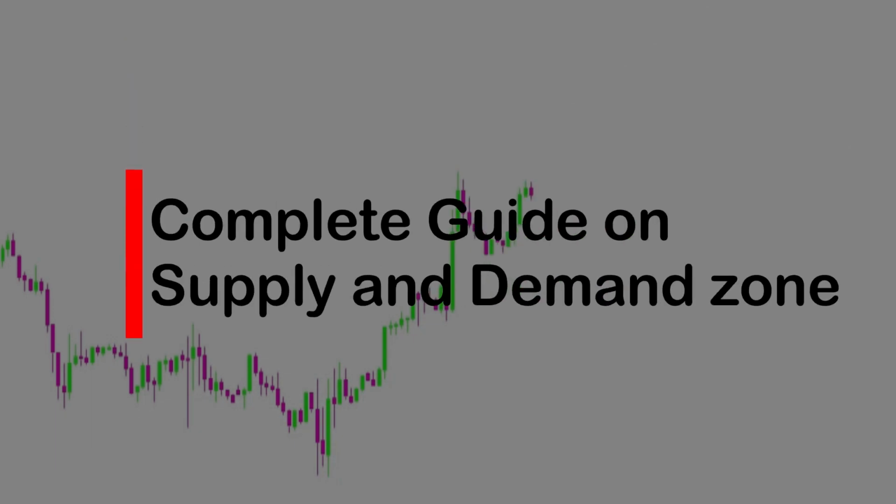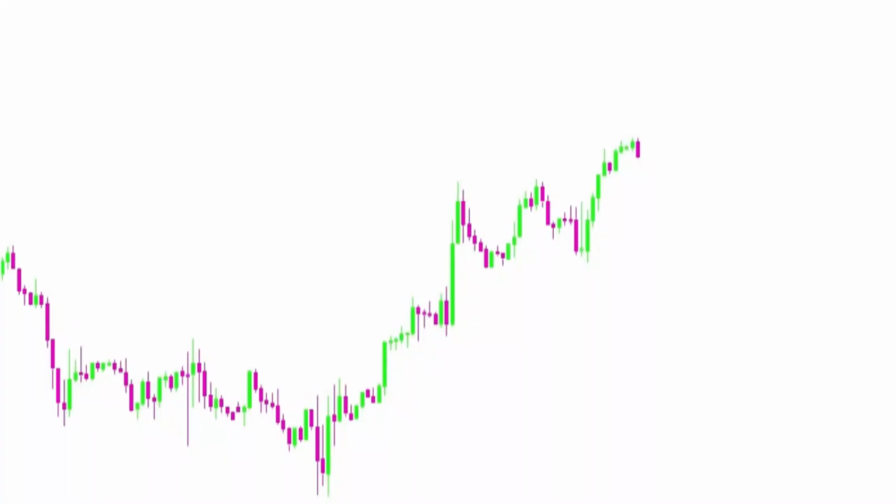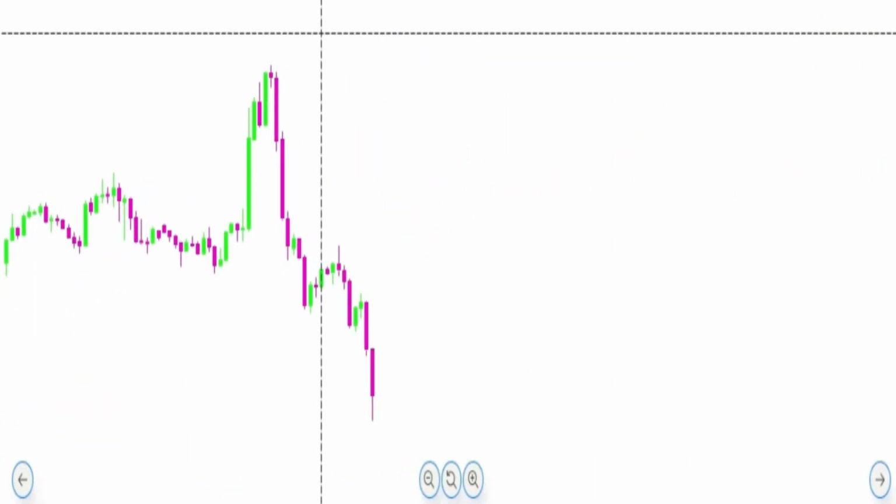The supply and demand zones are often respected in the market. So, this video would be a complete guide on the supply and demand zones. We would share the best ways to plot the demand and supply zones which are made by the central banks and financial institutions in order to fulfill their unfulfilled orders in the market.